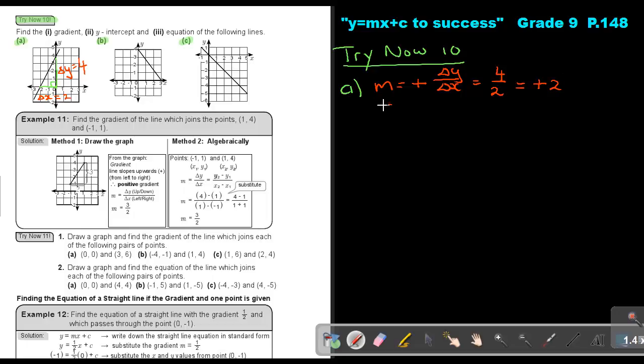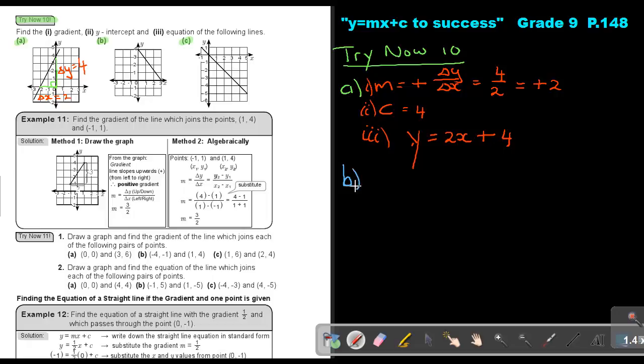Then if I look at the value of c, it's cutting the y-axis at 4. So this is my first answer. This is my second answer, and my third answer will be the equation. So it's y equals 2x plus 4. Okay, let's go to number B.